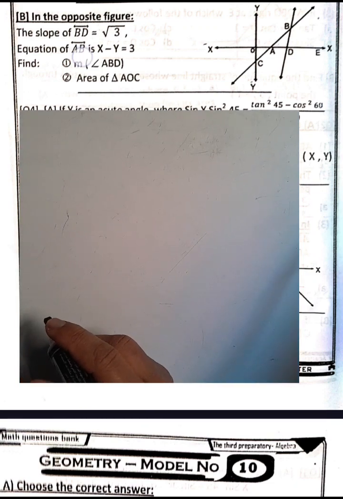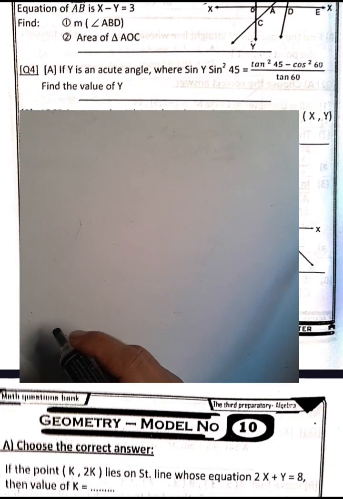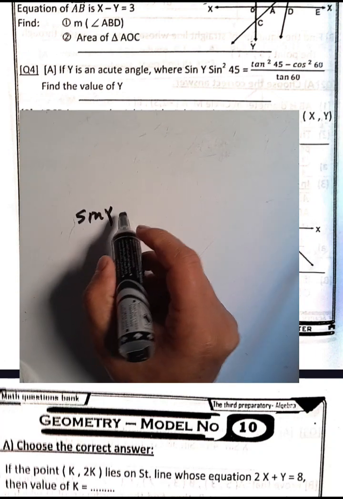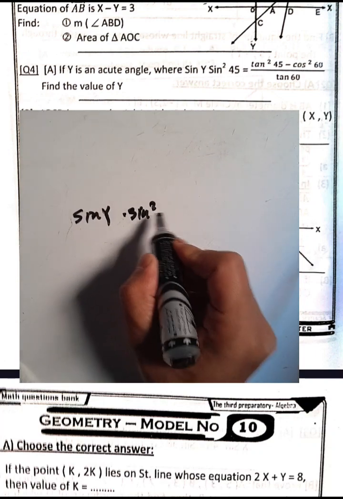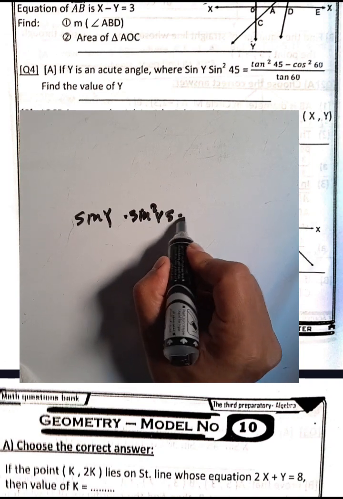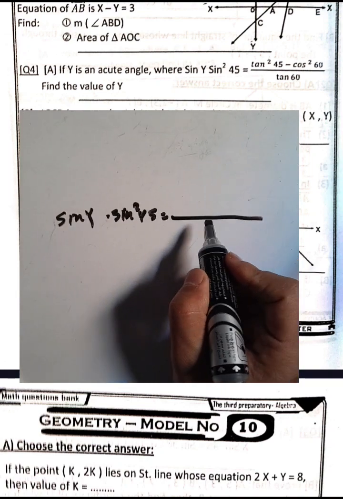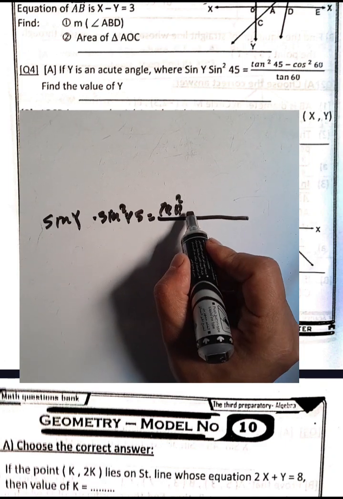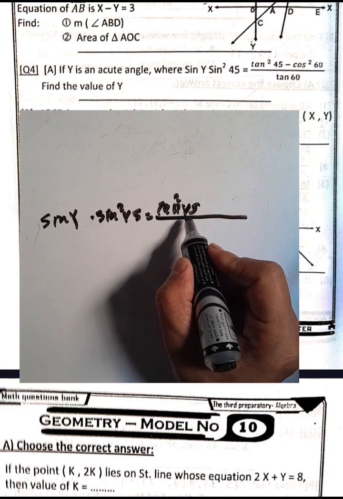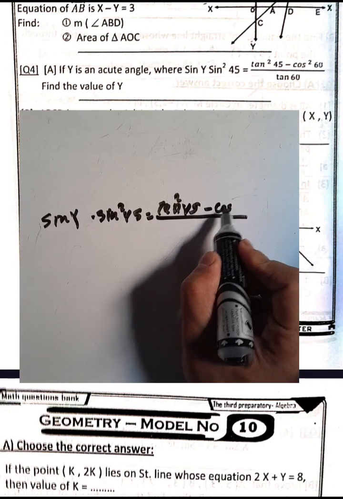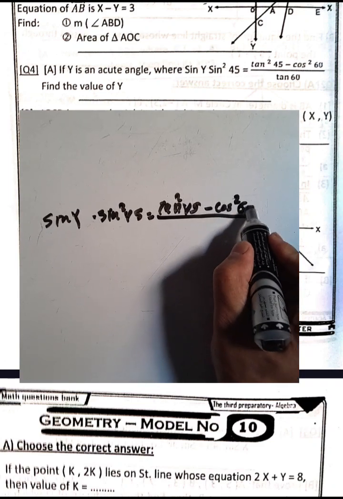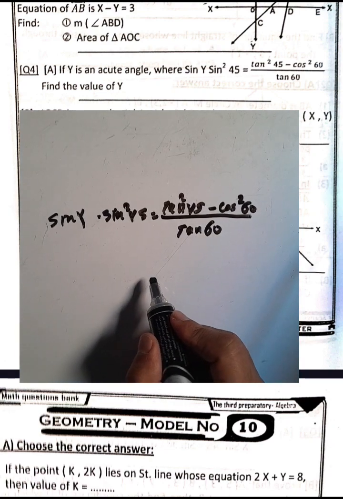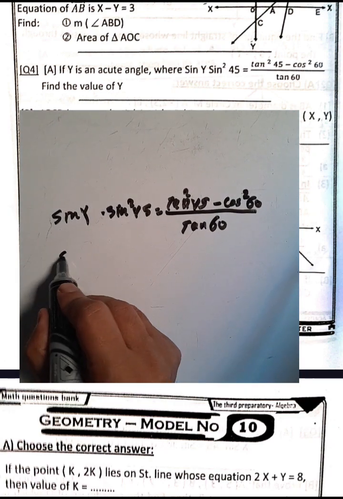Next question. If y is an acute angle where sine y, product by sine squared of angle 45, he gave us equal to 1, power 2 of angle 45, subtract cosine power 2 of angle 60, over tan 60. Okay, we can write the result.